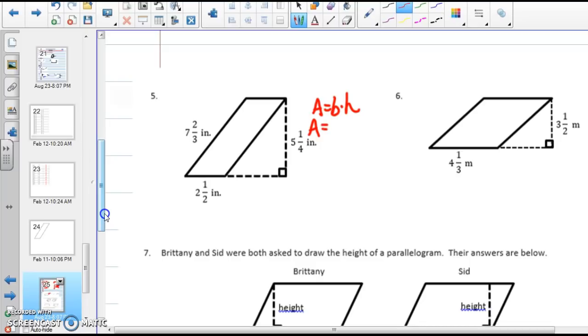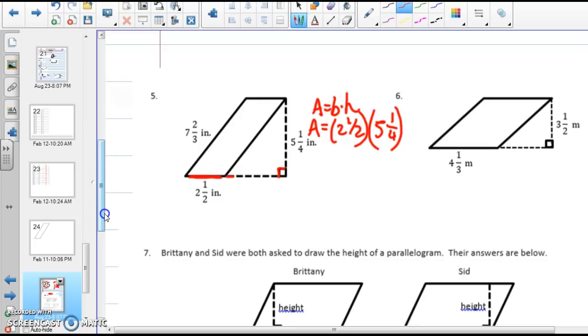And there are 3 measurements given: 2.5 inches, 5 1/4 inches, and 7 2/3 inches. The base is this side, and the way that I recognize that is because this height, when I extend it, touches it to form a right angle. So 2.5 is your base, and 5 1/4 is your height. If you didn't write that in, you need to pause your video now.